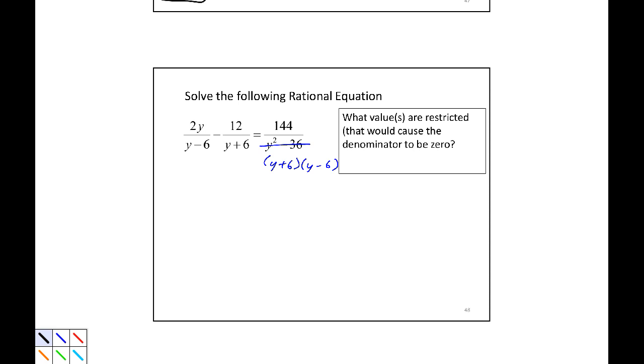Now, our denominator would be 0 if y equals positive 6 or negative 6. Because of the y minus 6, the opposite of that is plus 6. So we have positive 6 and then negative 6 for the y plus 6. Now our least common denominator appears to be y minus 6 and y plus 6. So we'll multiply every term by that.